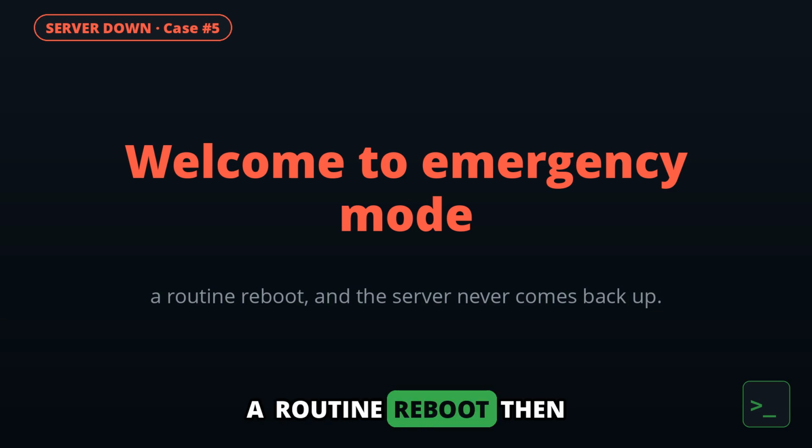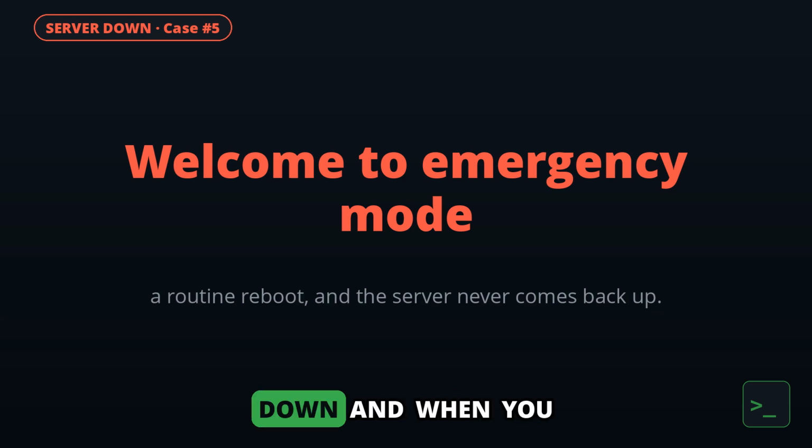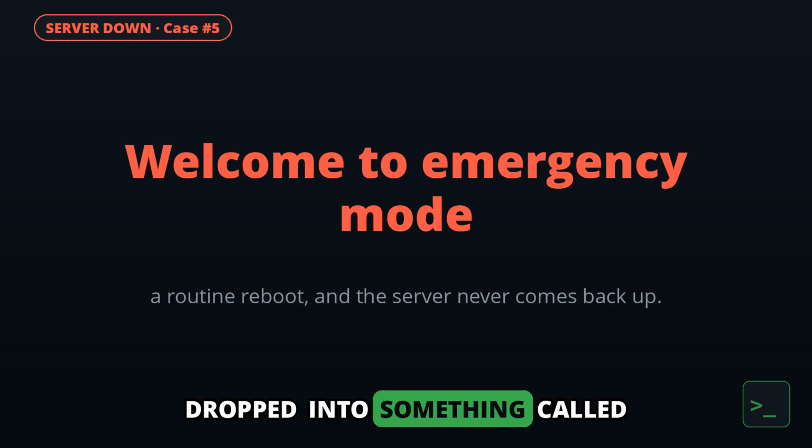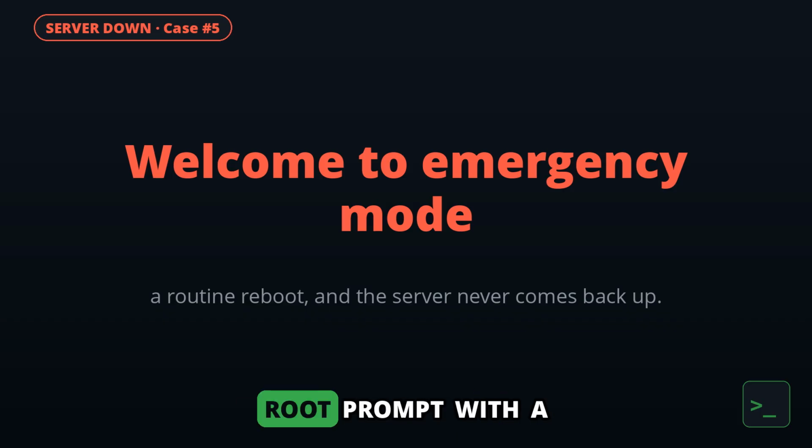A routine reboot, then nothing. The site is down, and when you open the console, you are not at a normal login. You are dropped into something called emergency mode, a bare root prompt with a message that the system failed to mount a file system. So what happened?